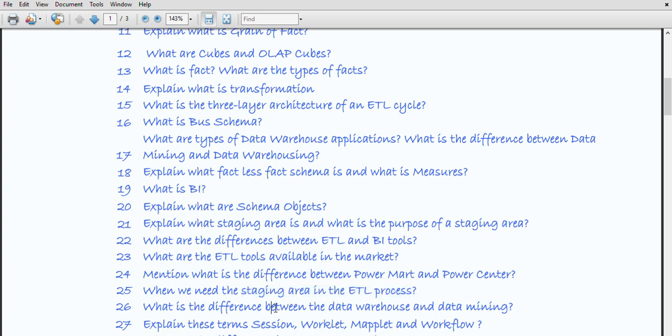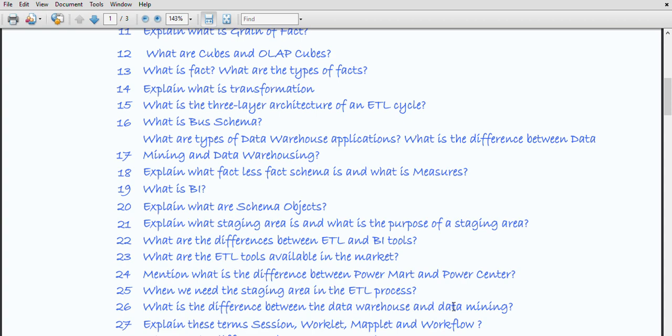Then the main question is, what is the difference between data warehouse and data mining? As we have already seen the concepts of data warehousing and mining, the main difference is that data warehousing is a broad concept as compared to data mining. Data mining involves extracting hidden information from the data and interpreting it for future forecasting.